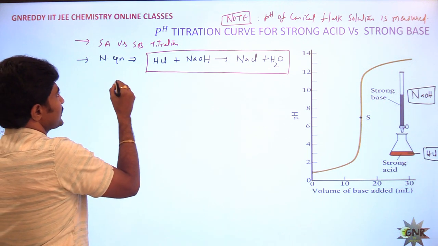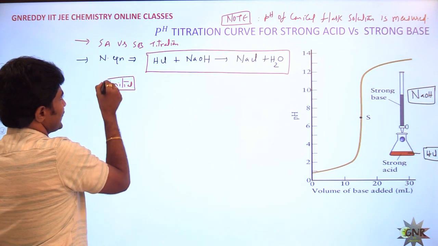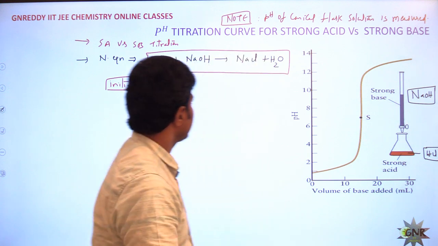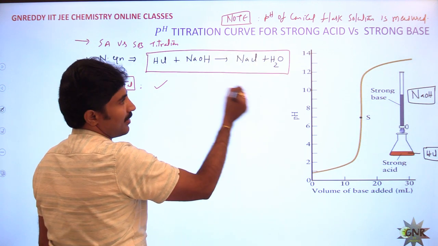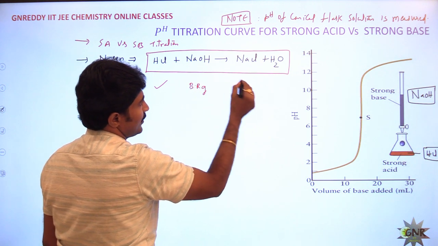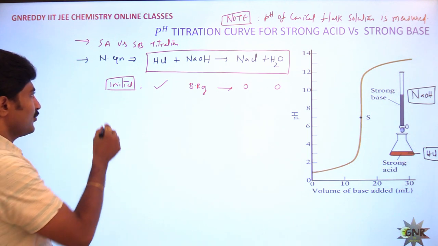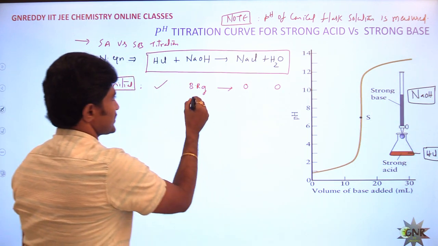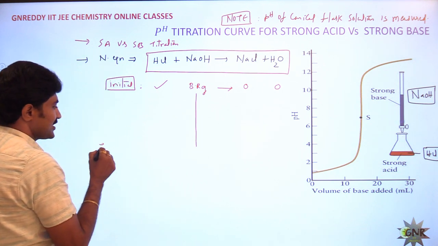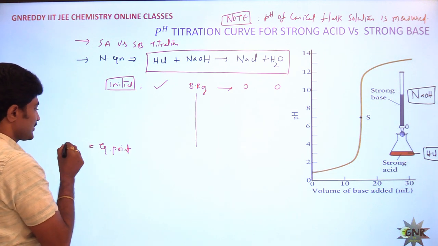Here, initially, what is present in the conical flask? Only HCl is there. And sodium hydroxide is already taken in the burette as the burette reagent. Products are not there. Now if you add this burette reagent gradually, what happens? Somewhere the equivalence point will be noticed, that is nothing but the end point.